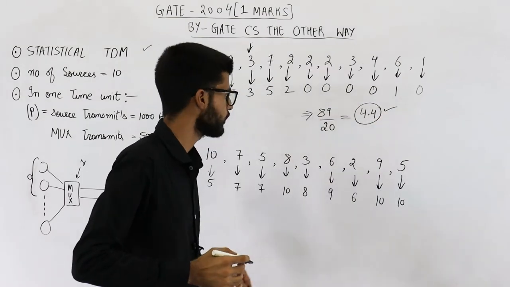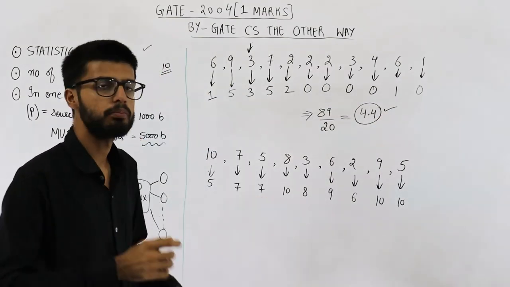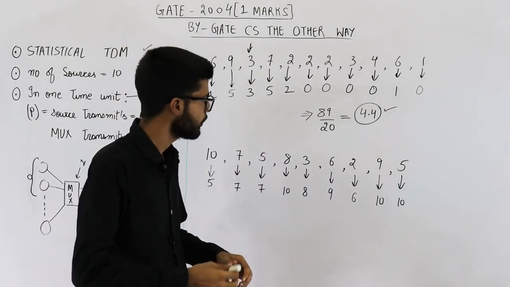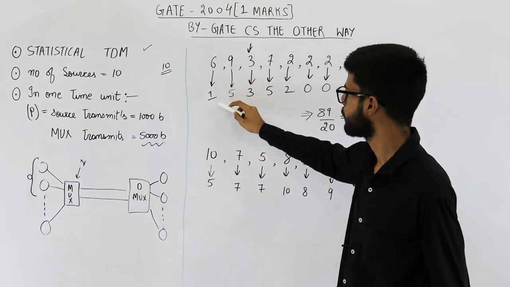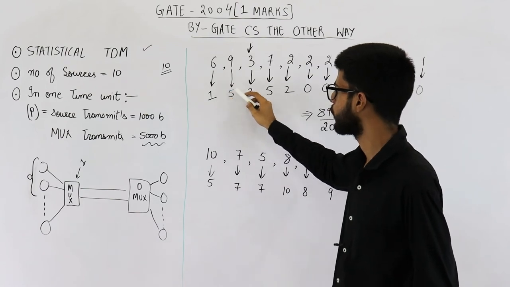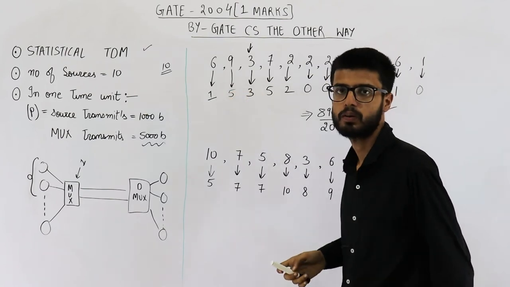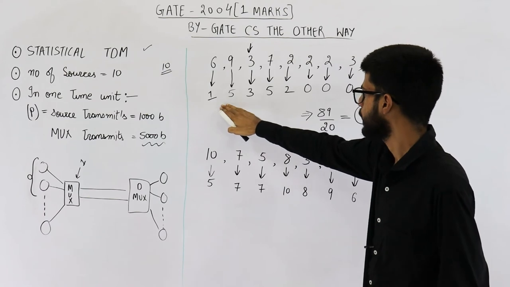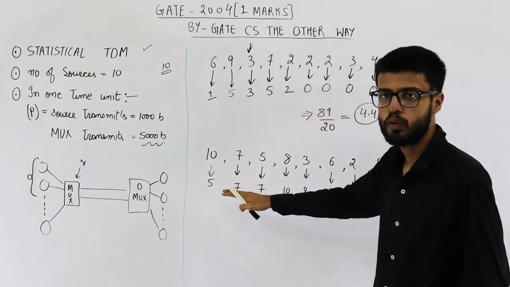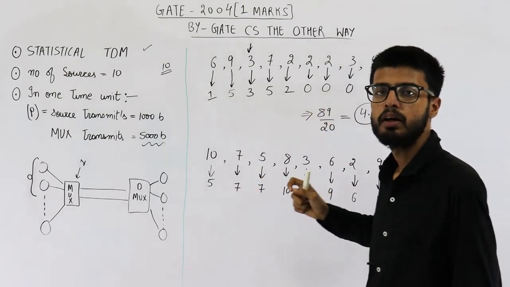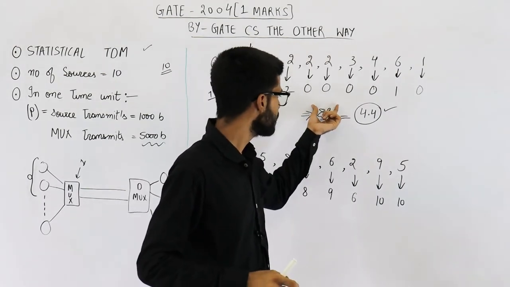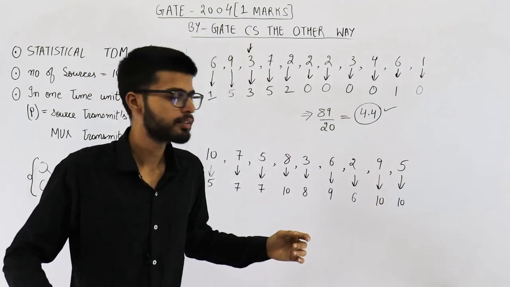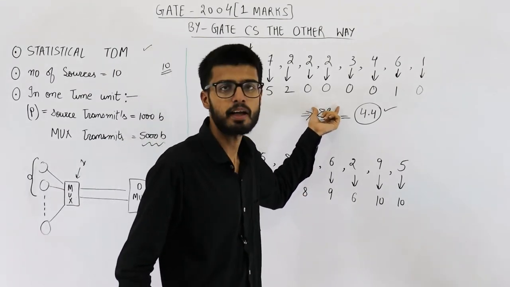Now they were asking about the average number of backlogs. See, we have found out the backlog in every time unit. In the first time unit, 1 packet is backlogged. Then 5 packets are backlogged. Okay. Just add all of these backlogs for the given 20 time units. You'll see the sum is 89. So total backlog for these 20 units of time is 89.